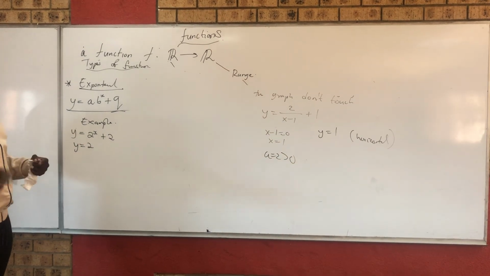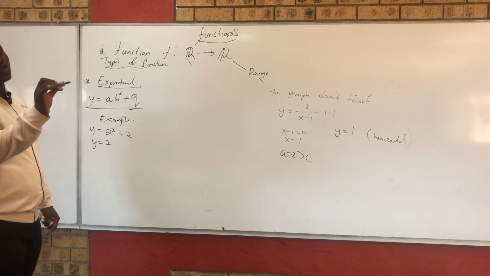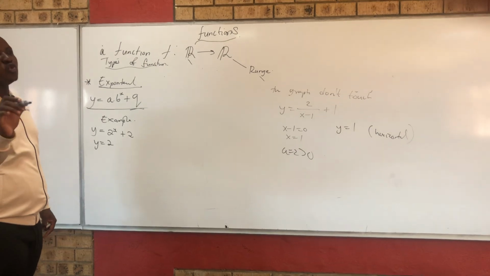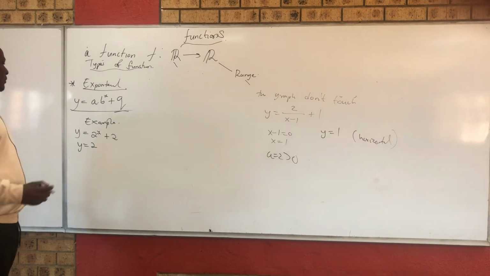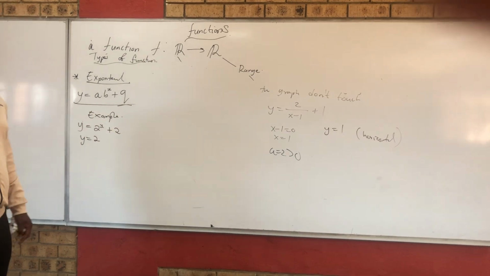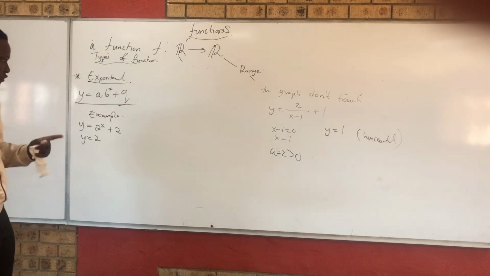Something that you also need to know is that when you are drawing the line of the asymptote, you don't use a solid line. You use a dotted line. I will also explain that when we are going to graph tomorrow.